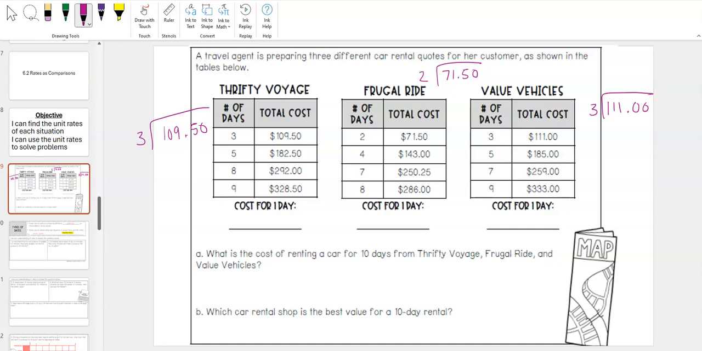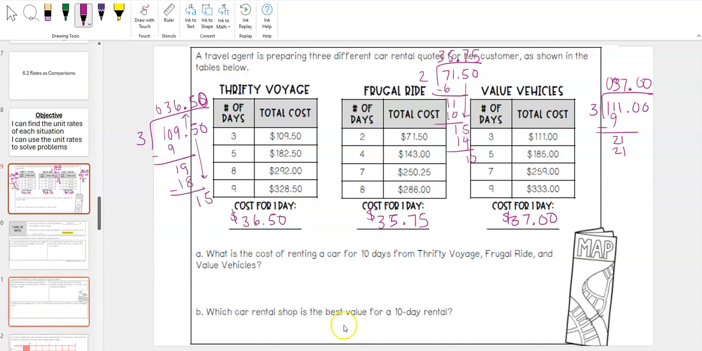So I'm going to pause the video, go ahead and take your time, do this division, and then join me in a minute. All right, so I got $36.50 for Thrifty Voyage, $35.75 for Frugal Ride, and $37 even for Value Vehicles. And this is the price for 1 day.